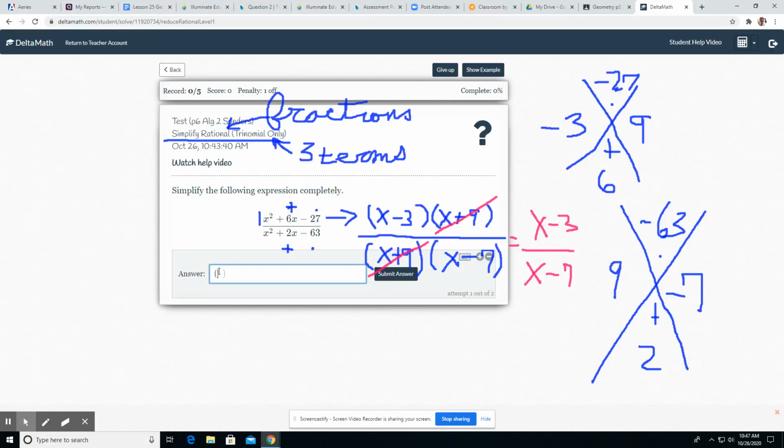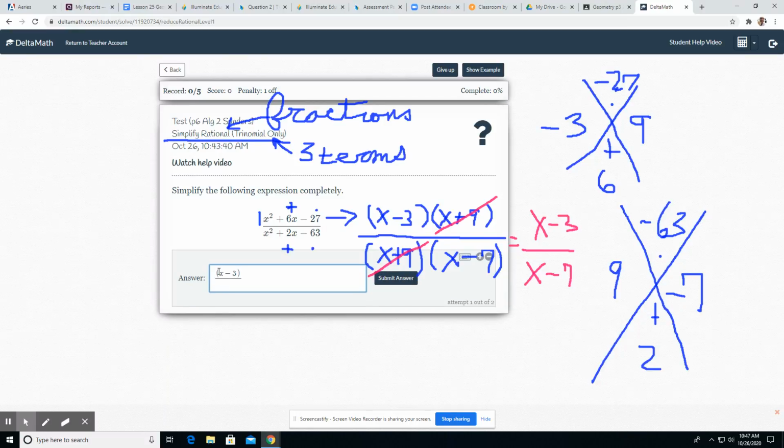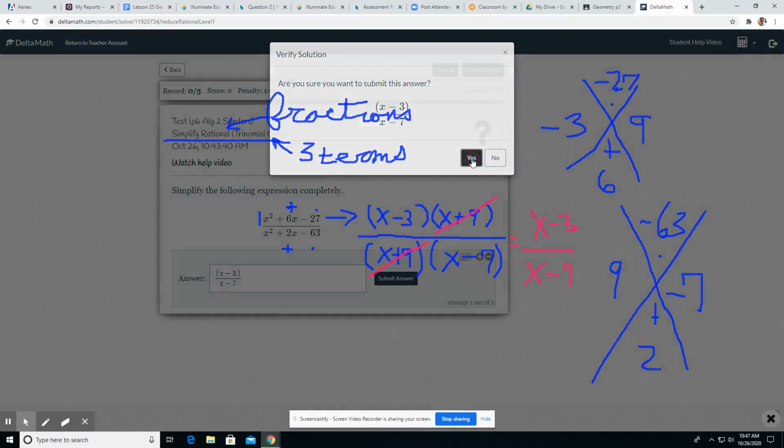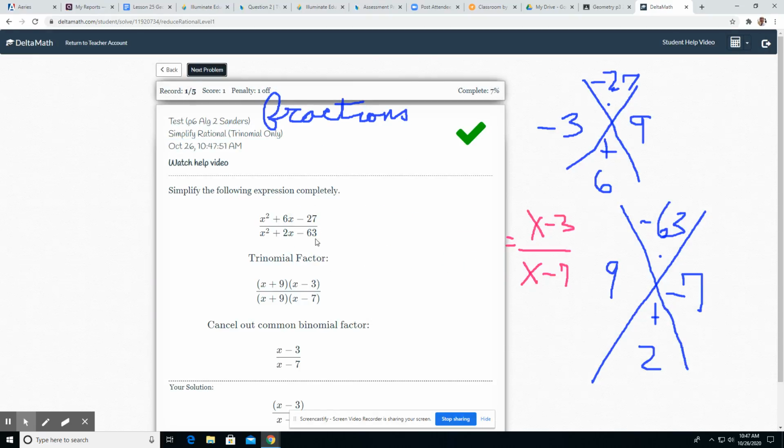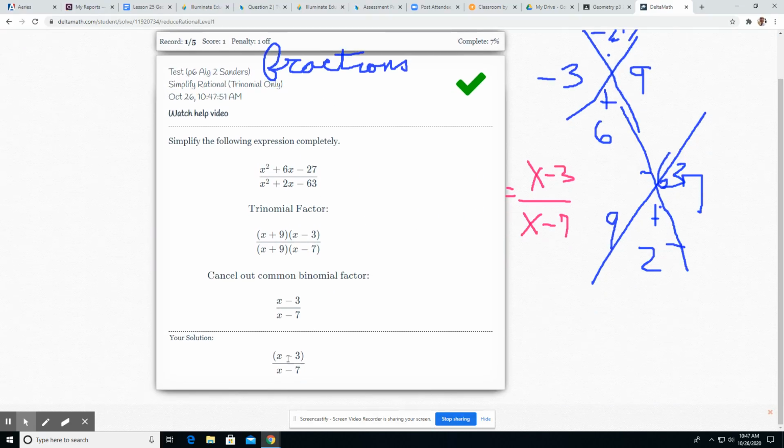x minus 3 divided by x minus 7. And it didn't matter about the parentheses that I had, I just had them just in case. If the fraction bar had only looked like it was on the 3, then the parentheses would be required, but in this case it's not.